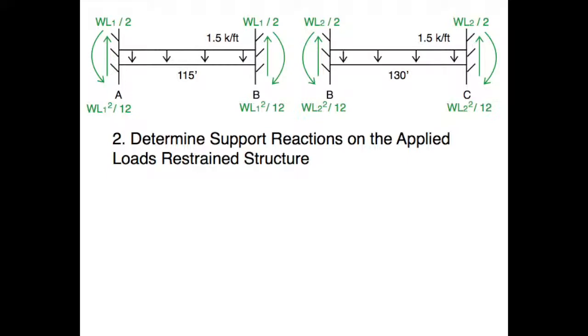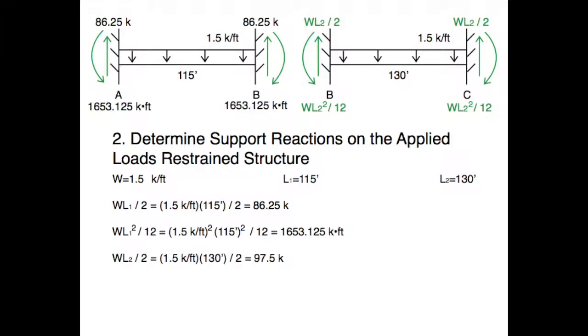For a uniformly distributed beam, we will have end moment reactions equal to WL squared over 12 and end shear reactions equal to WL over 2. Plugging in our values, we obtain the following end moment and shear reactions.